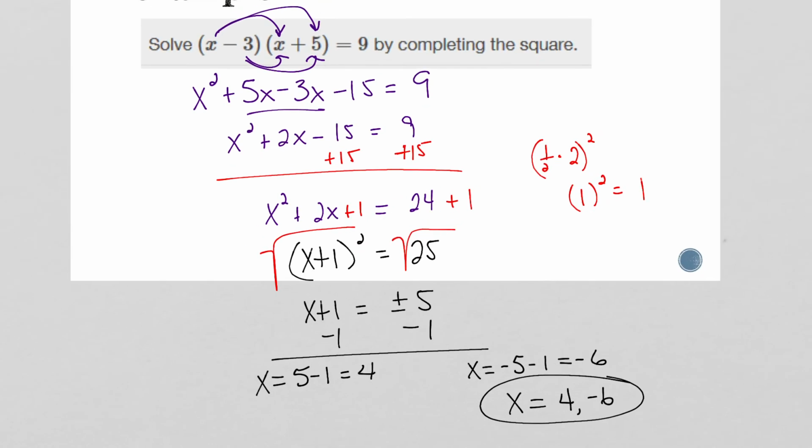And don't forget, you can check your work. This one's actually not a bad one to check. So 4 minus 3 is 1. I'm looking up here. 4 minus 3 is 1. 4 plus 5 is 9. 1 times 9 is 9. That works. So putting in negative 6 there. Negative 6 minus 3 is negative 9 right there. Negative 6 plus 5 is negative 1. Negative 9 times negative 1 is positive 9. So yeah, both of these definitely work. It's always a good idea to spot check your work.